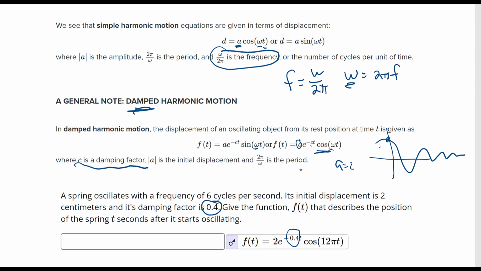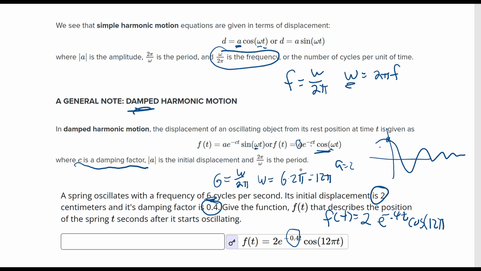So what we have is, let's go with our frequency. It says our frequency is 6. So 6 equals omega over 2 pi. So omega is 6 times 2 pi, or 12 pi. So we put this all together, and our f of t is going to be the 2, as we talked about, because it has an initial displacement of 2, e to the negative 0.4, our damping factor, times t, times cosine of omega, which is 12 pi t.